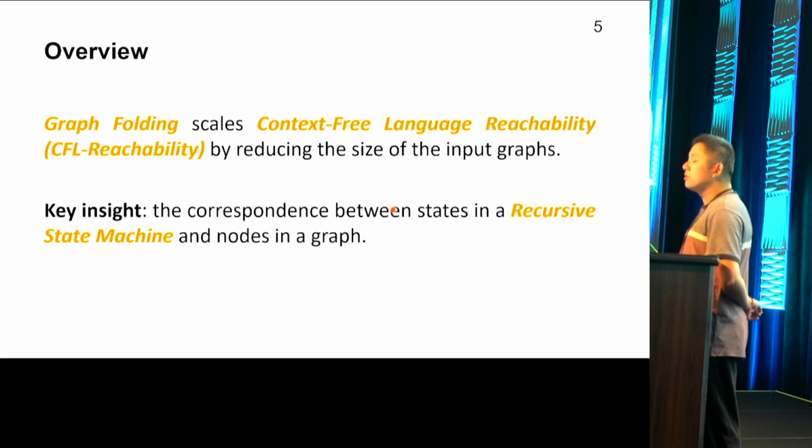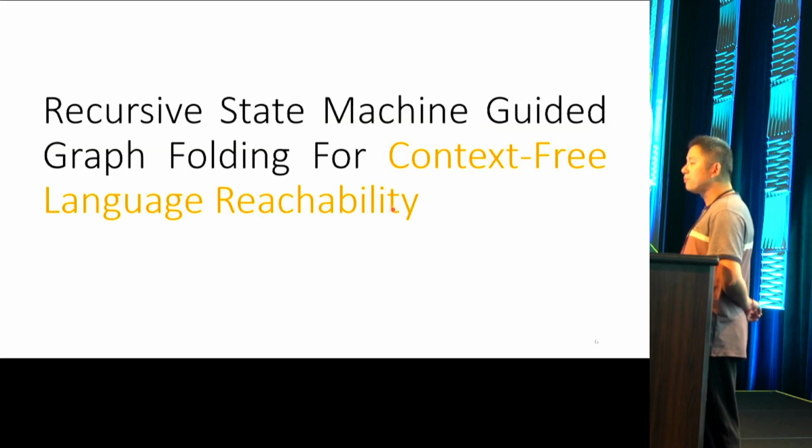We use recursive state machines to specify context-free languages. The key technical insight of our work is to understand the correspondence between the states in the recursive state machines as well as the nodes in the graph. All right, let's first take a look at the first concept, context-free language reachability.